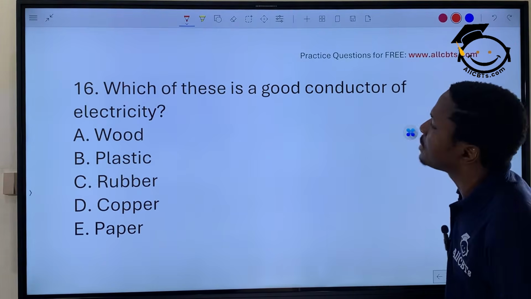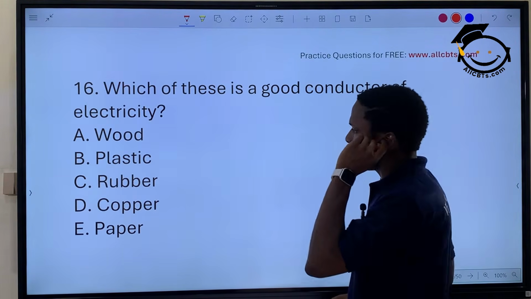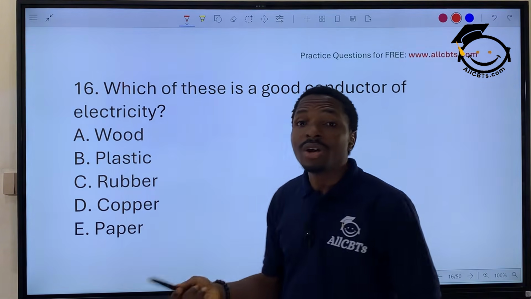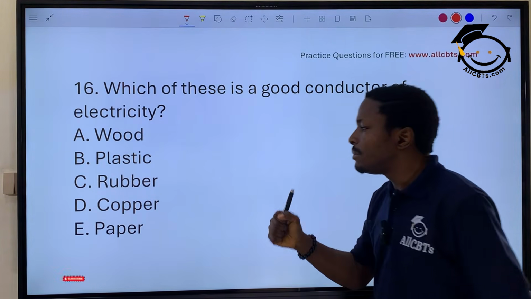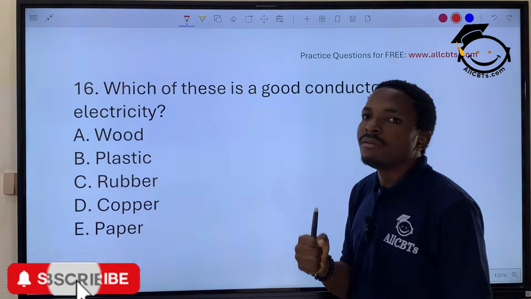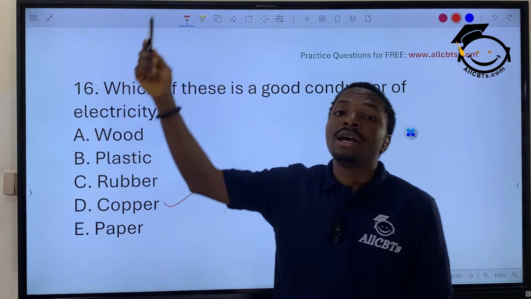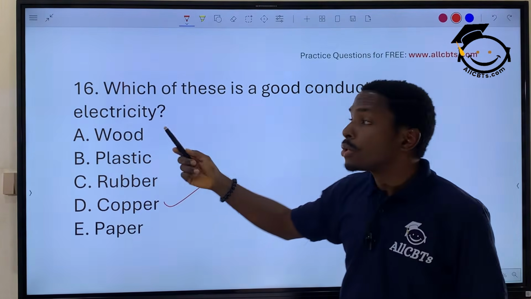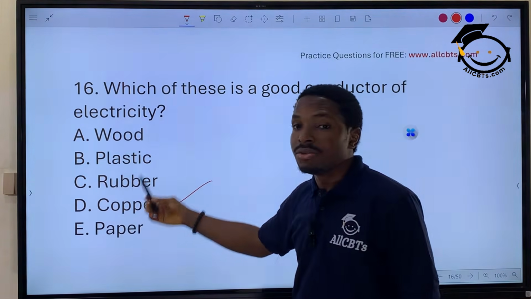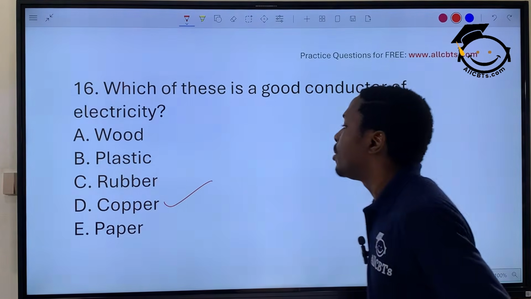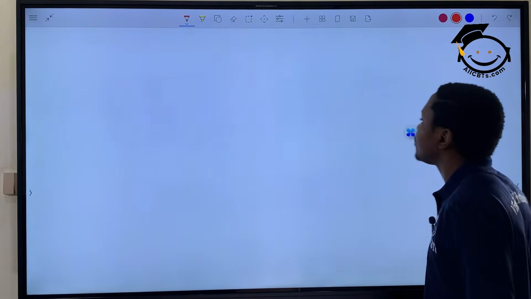Good. Question 16. Which of these is a good conductor of electricity? All of these can conduct electricity one way or another, but one of them is a good conductor of electricity, and that's copper. That's why we use copper in our electric cables. If you open this TV now, you see a lot of copper wire used to move electricity from one point to another.